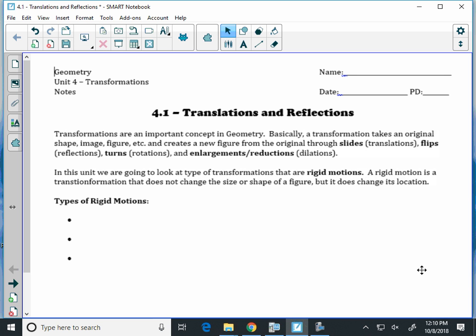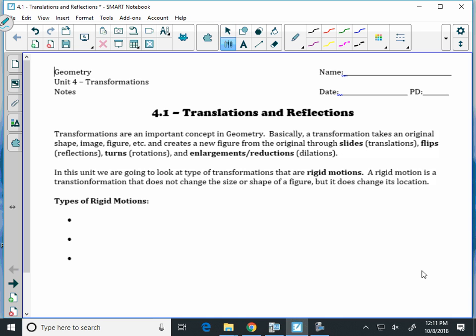Okay? And a rigid motion is a transformation that does not change the size or shape of a figure, but it does change its location. Okay, so a rigid motion takes a figure and moves it somewhere else in the coordinate plane, but it keeps the figure the exact same size and shape. Okay, it doesn't make it bigger, it doesn't make it smaller.